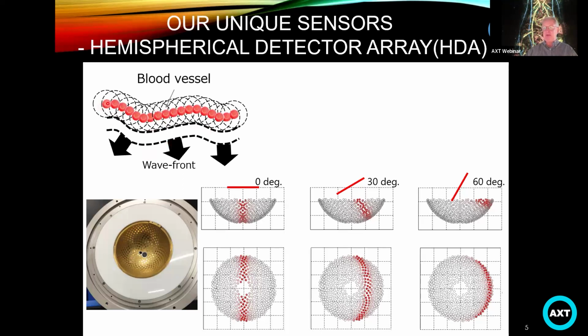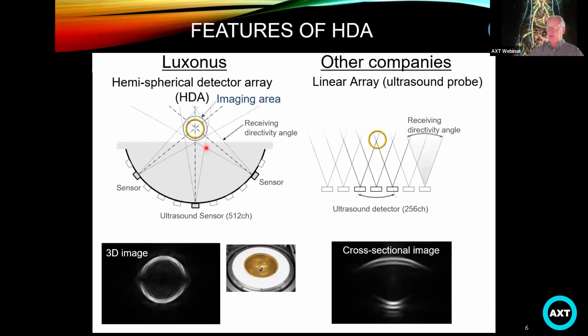If the blood vessel is in the horizontal position, we get predominantly a signal, as you can see here, across the center of the detector array. But should the blood vessel be at other oblique angles, then this predominant wavefront moves further and further towards the periphery. This, along with signal processing, allows us to produce a rather anatomically correct image, as you can see here.